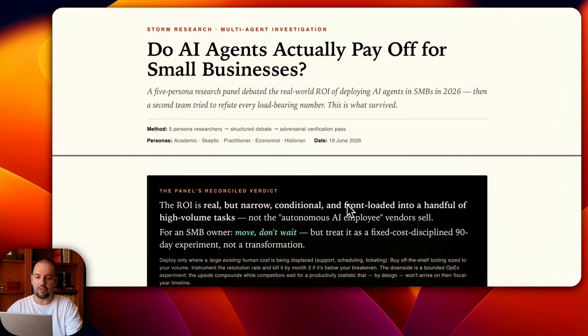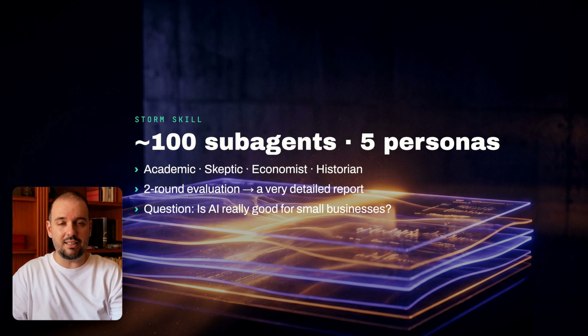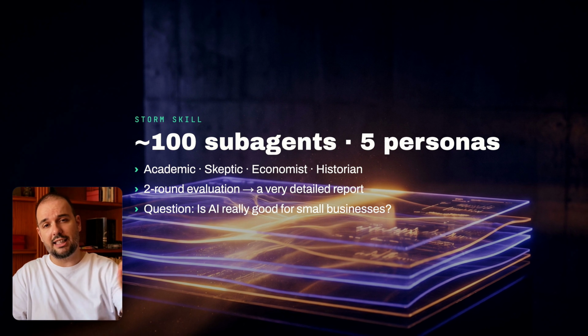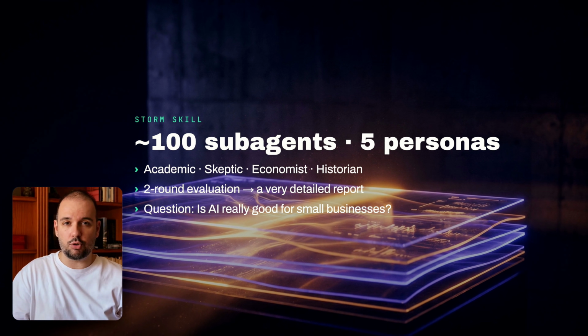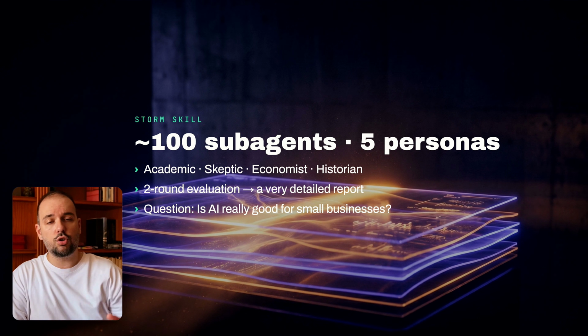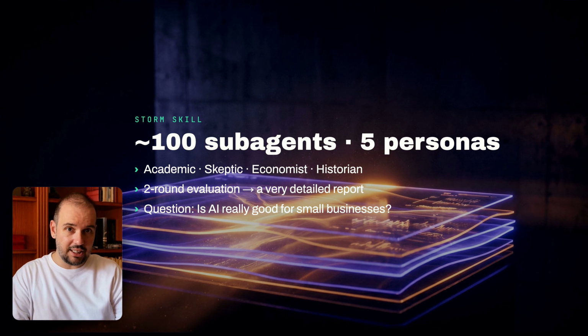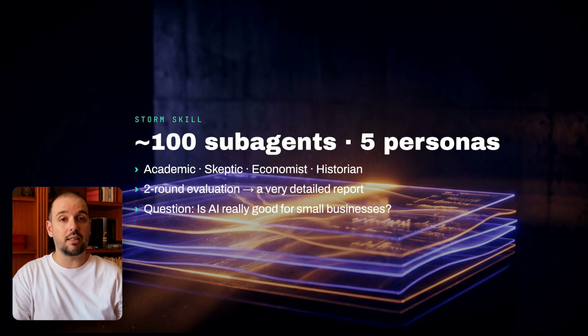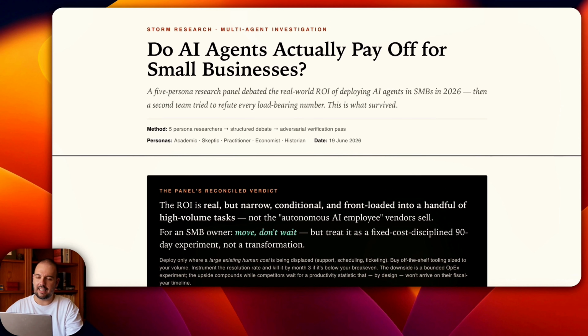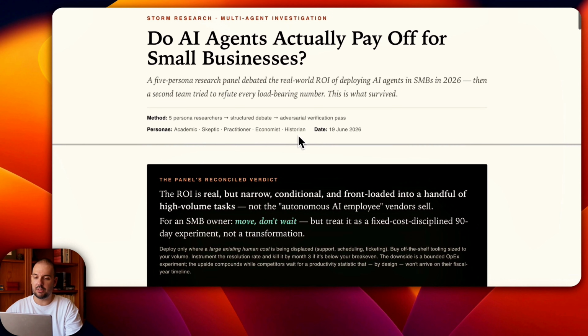Does AI really work for small businesses? What's the status? AI in the small business market. Doing this took quite a long time and was a bit costly, but not too much, because both used subagents, 185 and the other 90, for the research. But they used 5 personas for this. As you can see, this is GLM's, there's academic, skeptic, economist, and historian.